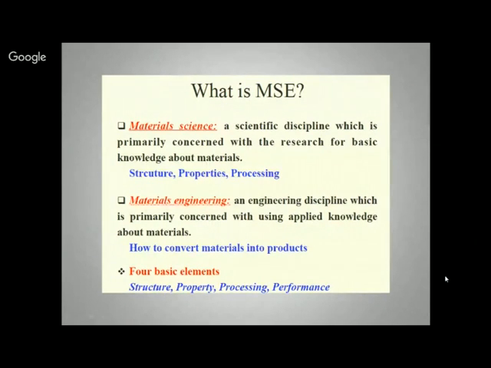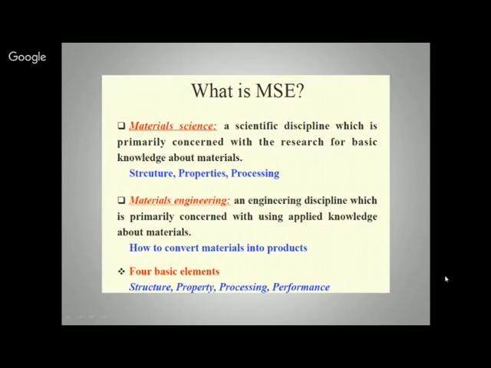So second, I will discuss the different major areas later on, but the second one is material science. So what is material science? Material science is a discipline which is primarily concerned with the research for basic knowledge about materials. Each and everything is a material.